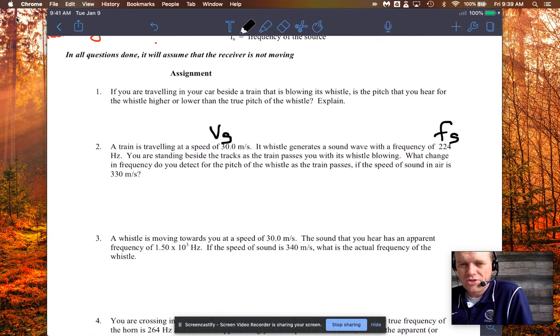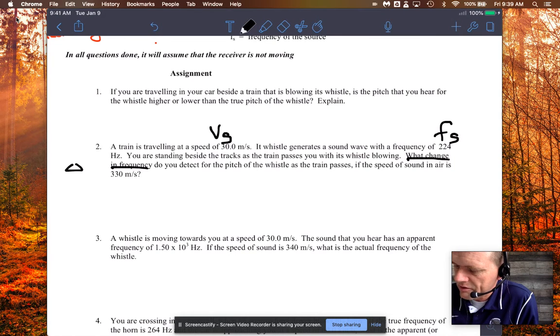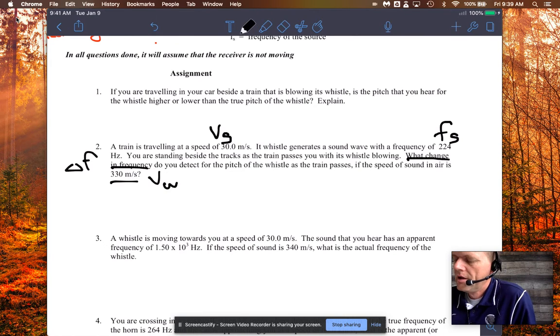That's what's being generated. That's what the train whistle would sound like to an observer if neither one of you were moving. But you're standing beside the tracks as the train passes you with the whistle blowing. What change in frequency do you detect? So that's like delta F. You detect for the pitch of the whistle as it passes if the speed of sound in air is 330 meters per second. So there is VW.